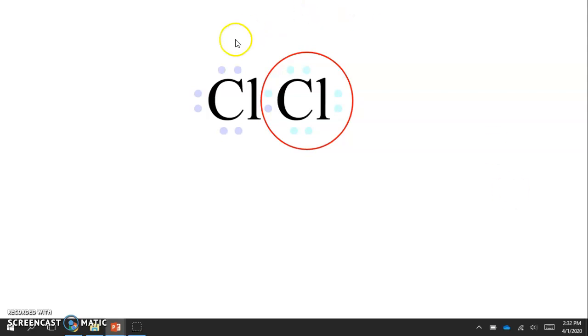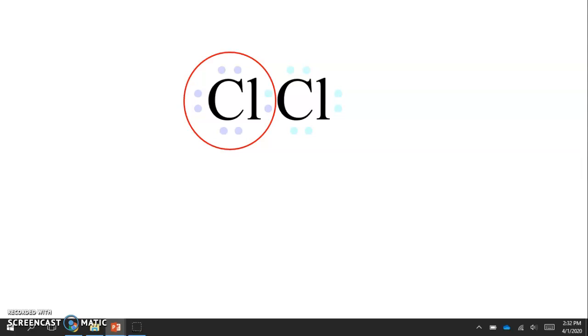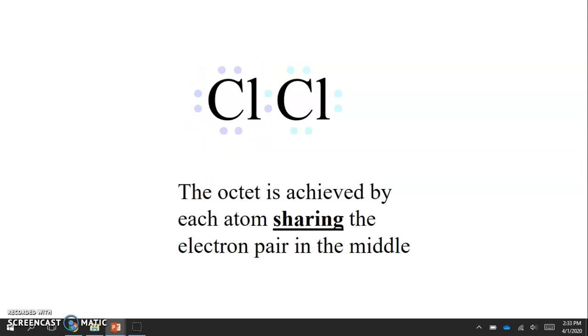So now, see, this original electron belonged to this chlorine, and this electron belonged to the chlorine on the left. Well, now they've come together and they've formed a covalent bond and they are sharing the bond. Now this chlorine on the right-hand side has a full octet. Chlorine on the left also has a full octet because they are sharing electrons, but they still technically have 8 electrons in their outermost shell. They're happy. They're in a noble gas configuration. So this octet is achieved by each atom sharing the electron pair in the middle.